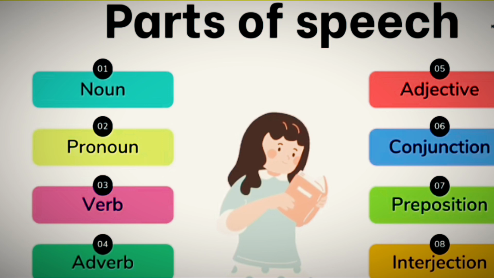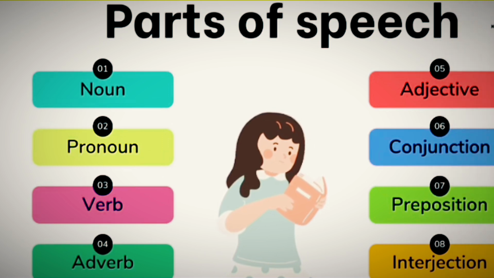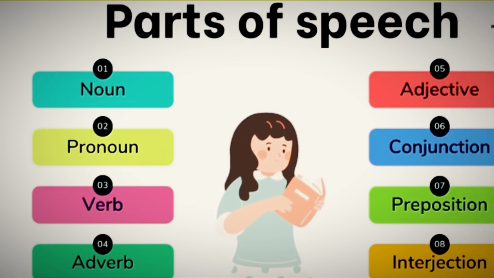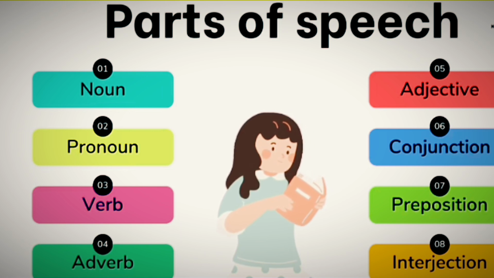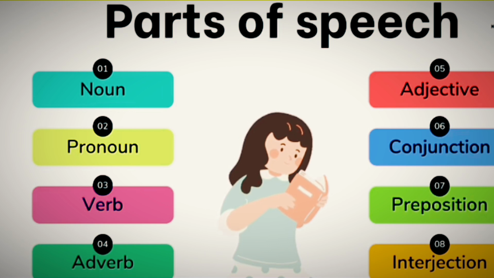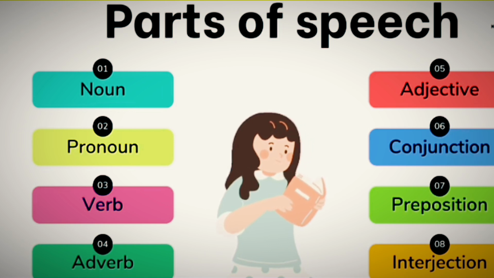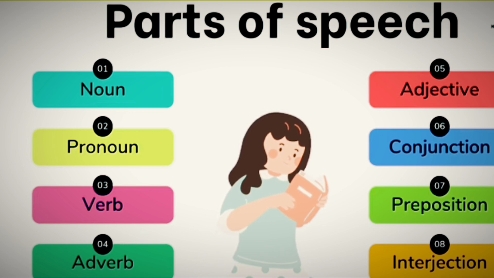There are 8 parts of speech. Noun, pronoun, verb, adverb, adjective, conjunction, preposition, and interjection. These words should be arranged in a proper way to make a sentence.